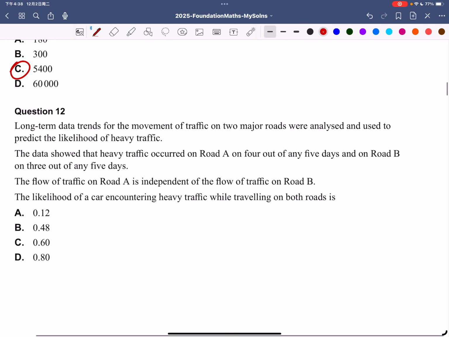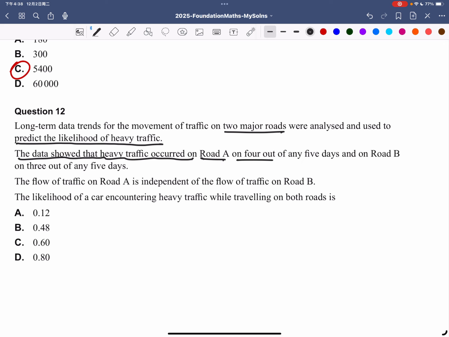I heard from other teachers and colleagues who are teaching foundation math a bit of complaint on this question, but let's crack this question altogether. Long-term data trends for the movement of traffic on two major roads were analyzed and used to predict the likelihood of heavy traffic. The data showed that heavy traffic occurred on Road A on 4 out of any 5 days. So, Road A, heavy. Road B, heavy, not heavy.